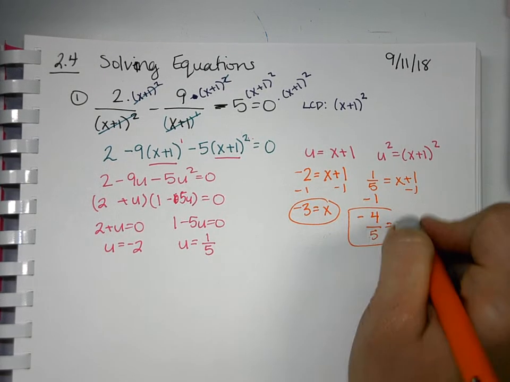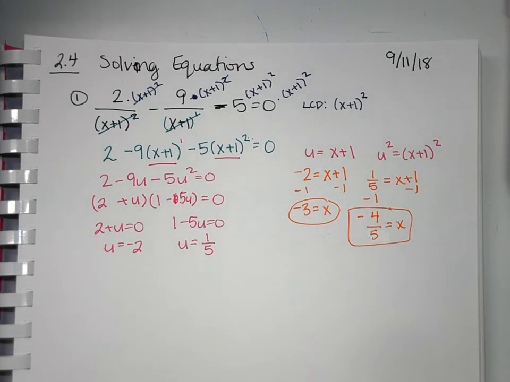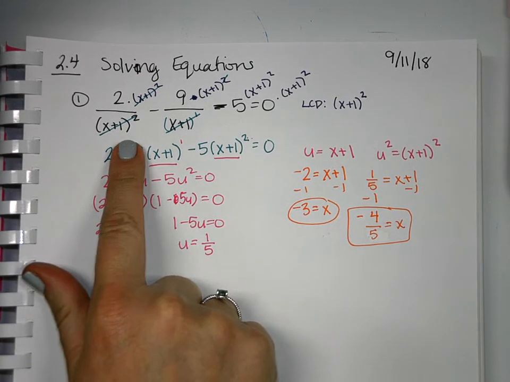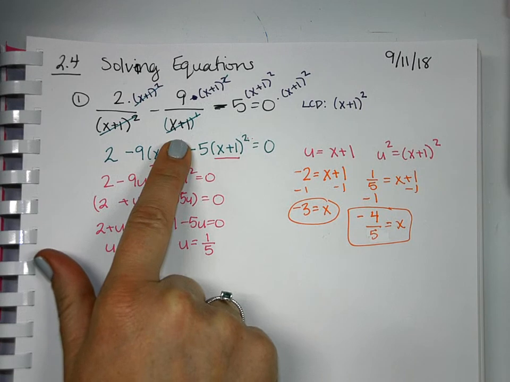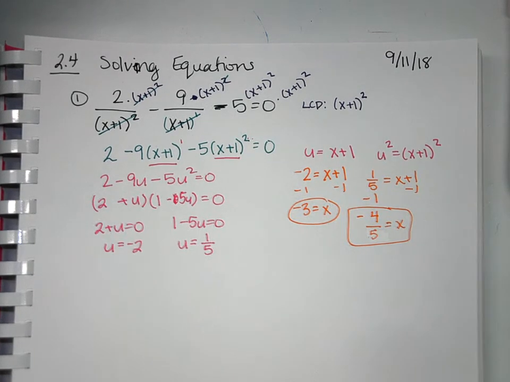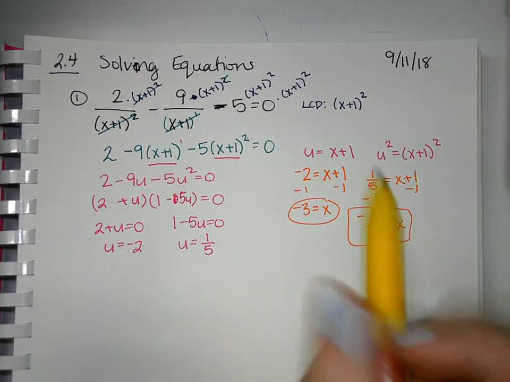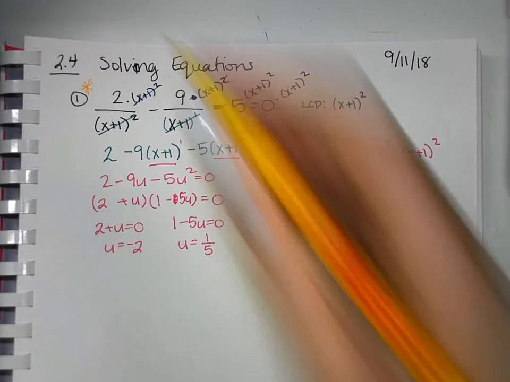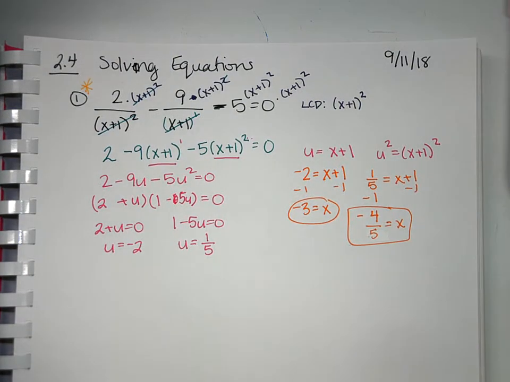And these would be your two answers. And so we do still have to look at our restrictions. The only value that would make my denominator 0 would be a -1, which isn't what I got, so both answers would suffice. Okay, you have one like this on your test, so this is one of our starred ones that you want to make sure you know how to do.